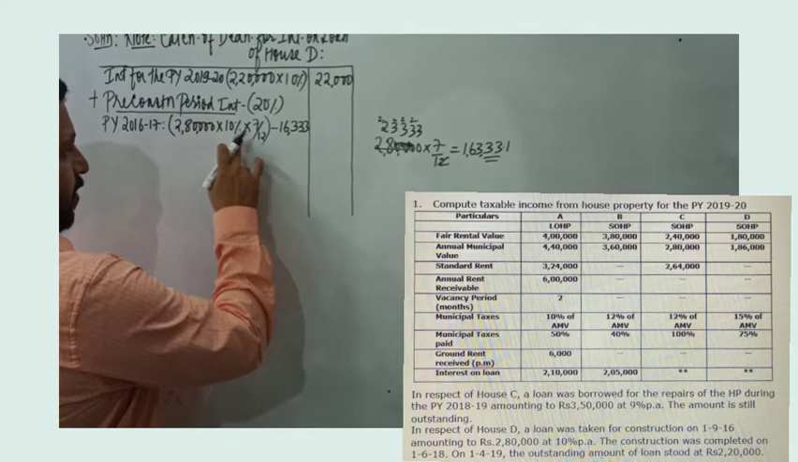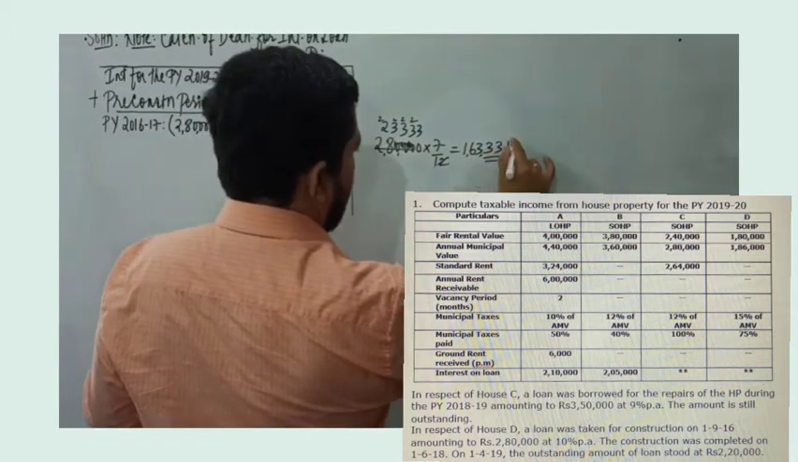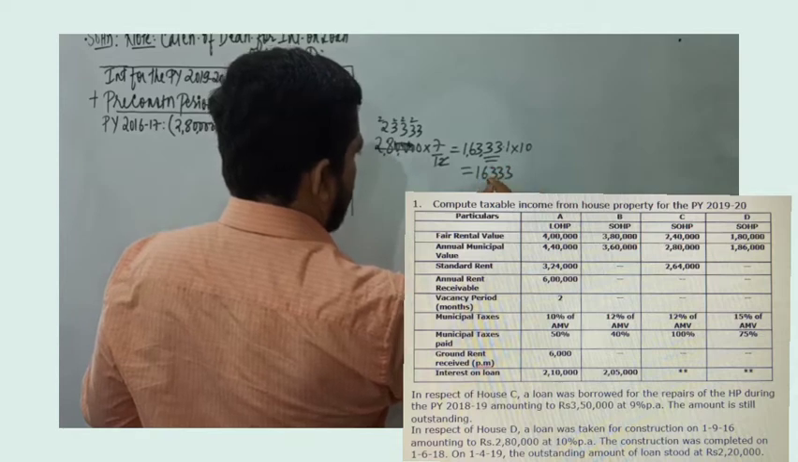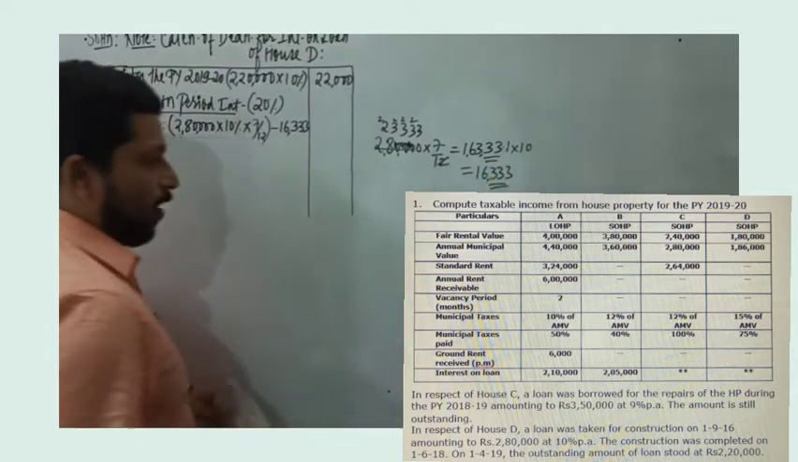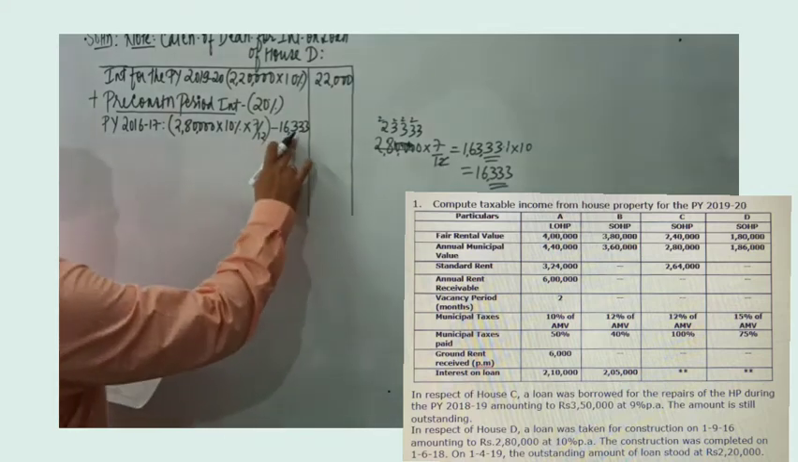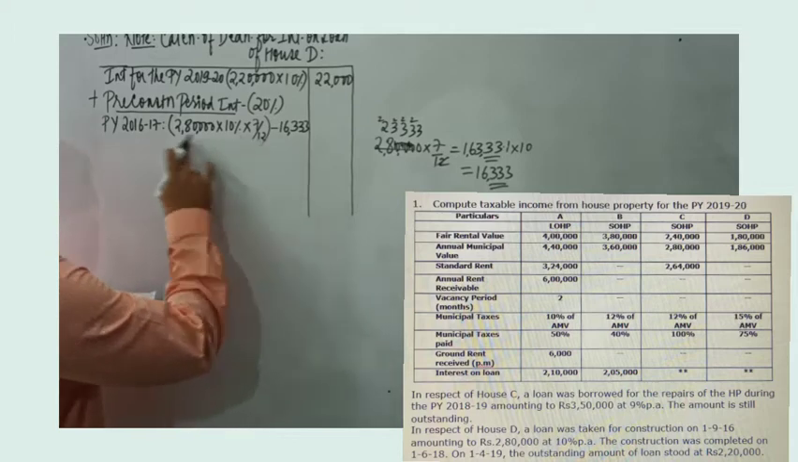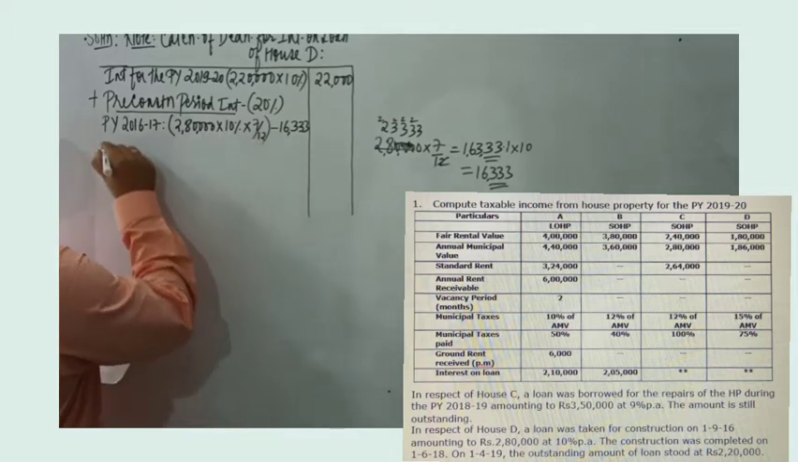2,80,000 into 10%. So of this number if we take around 10%, that is going to give me 16,333.1. So we leave out that 0.1. So 16,333 is the interest for the previous year 16-17 for 7 months only.